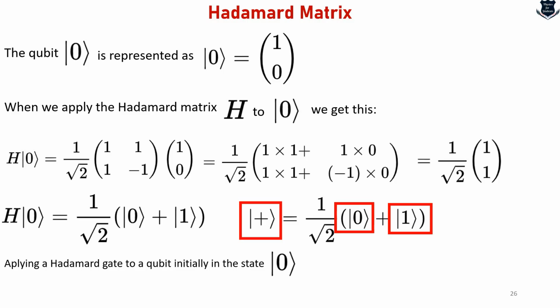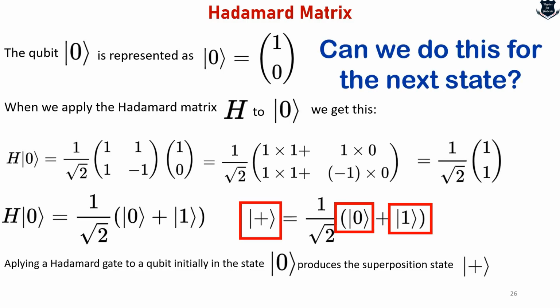So applying a Hadamard gate to a qubit initially at state 0, where we just started, we produce the superposition of a state plus. And this will be very interesting in the next part of the video, which I'm going to show you. So this shows how we use the Hadamard matrix in order to get what is called a superposition.